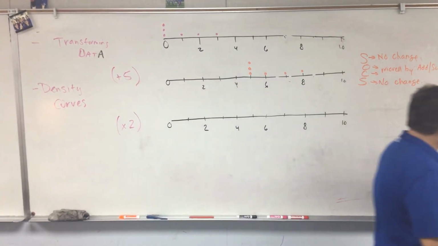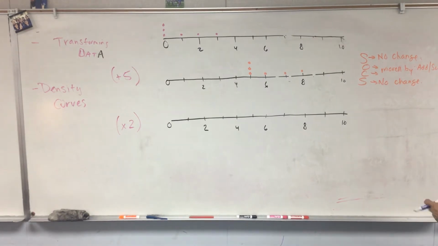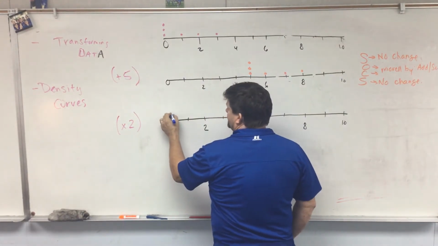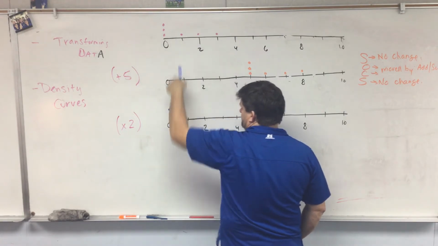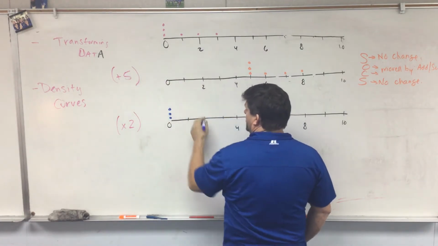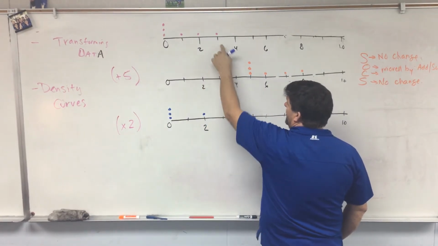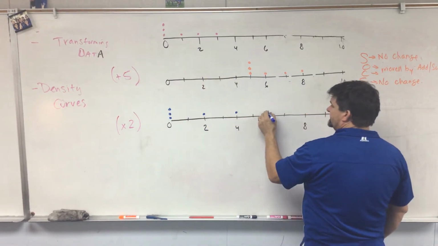So let's look at what happens when we multiply by 2. There's a blue one over here. Look what happens when we multiply by 2. So 0 stays here because 2 times 0 is the same. 2 times 1 is 2. 2 times 2 is 4. 2 times 3 is 6.